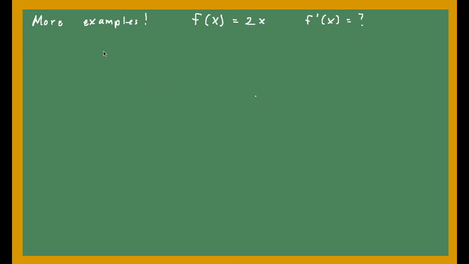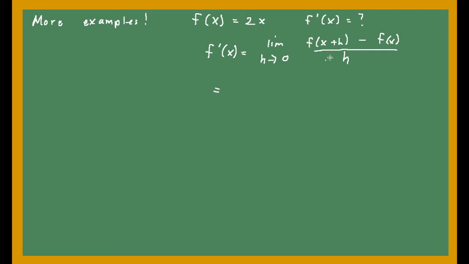In order to find the derivative, we'll use our formula, which says f prime of x is equal to the limit as h approaches 0 of f of x plus h minus f of x all over h. This is the definition that we're going to keep coming back to. So let's try to figure this out.